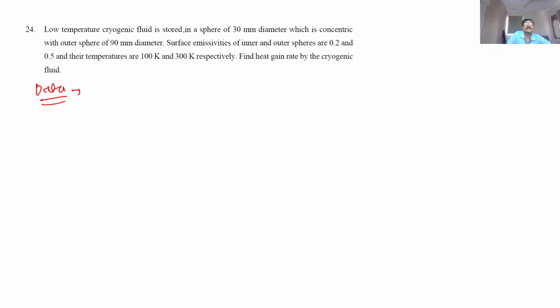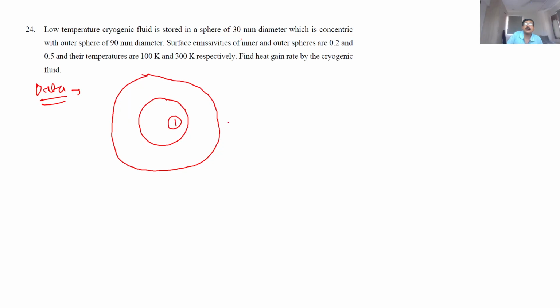Low temperature cryogenic fluid is stored in a sphere of diameter 30 mm, which is concentric with an outer sphere. So this is a case of one sphere enclosed in another sphere. So you know the formula for one body enclosed in another body. Innermost is 1, outermost is 2. What is the innermost diameter? D1 is 30 mm, which means 0.03 meter. Outermost D2 is 90 mm, which means 0.09 meter.